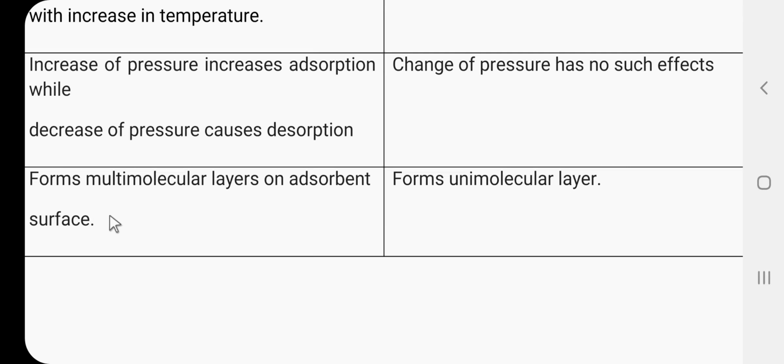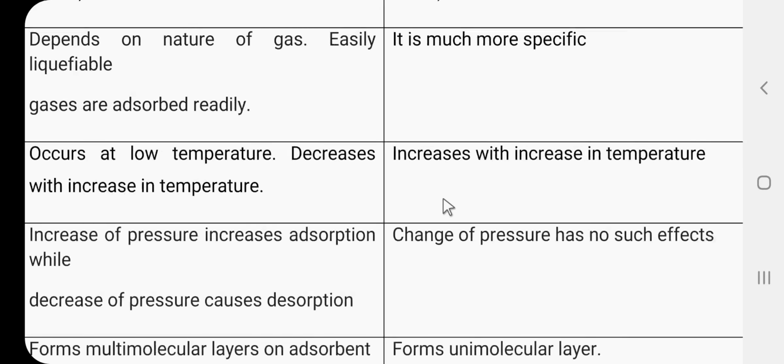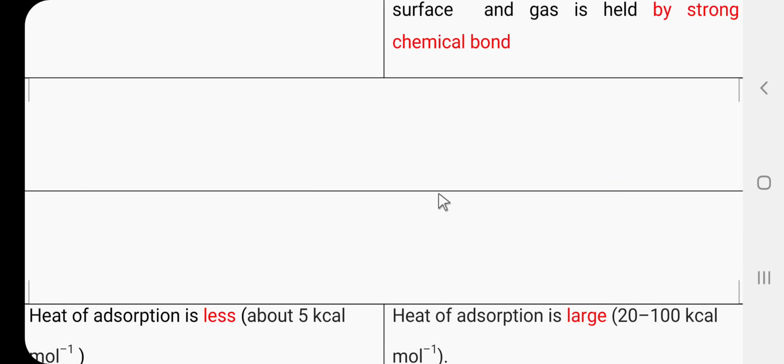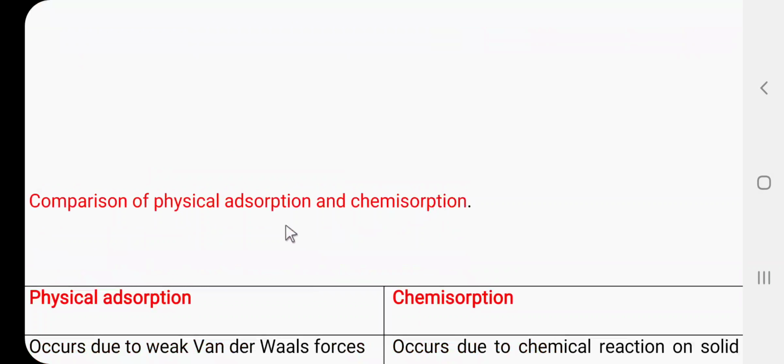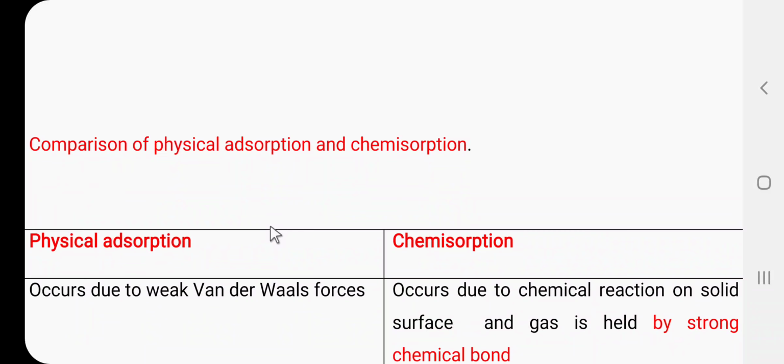In physical adsorption, there is a formation of a multimolecular layer on the adsorbent surface, while in case of chemical adsorption, there is a formation of a unimolecular layer on the surface of the adsorbent. So these are some points which distinguish between physical adsorption and chemical adsorption.